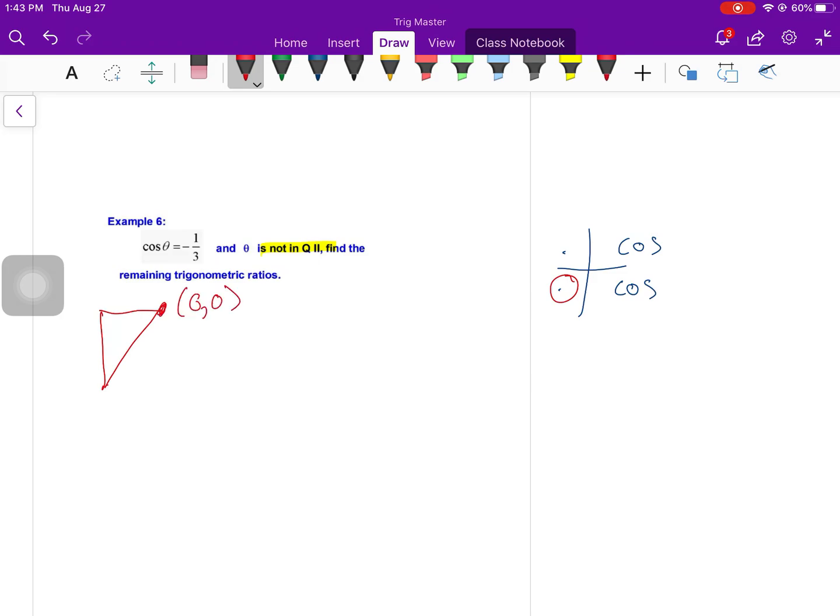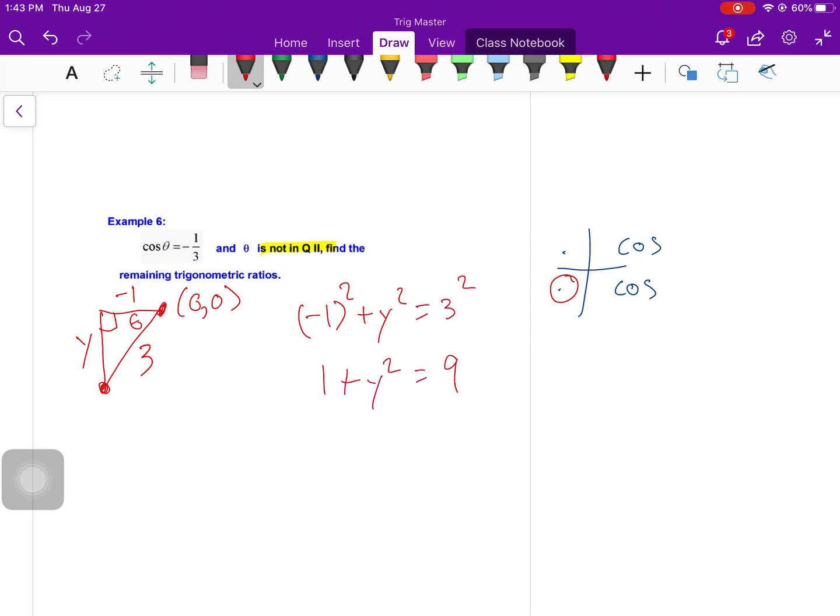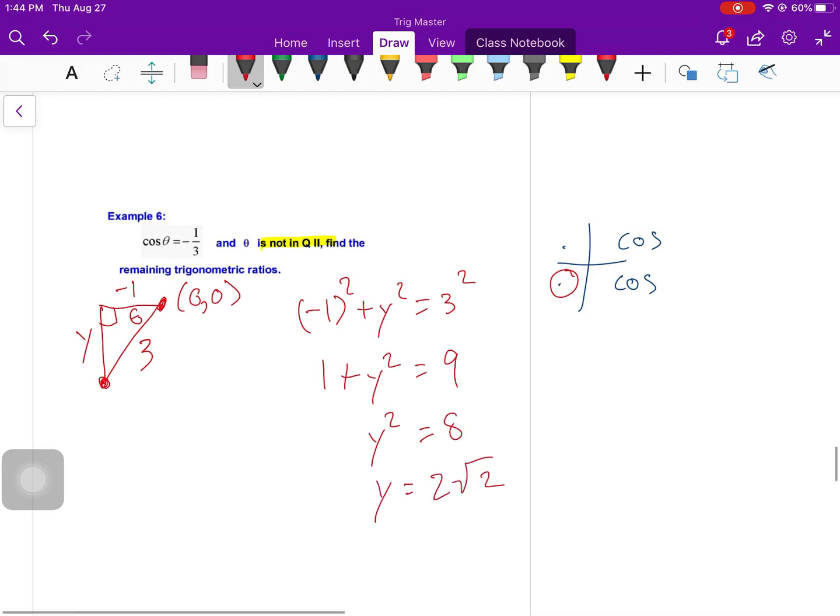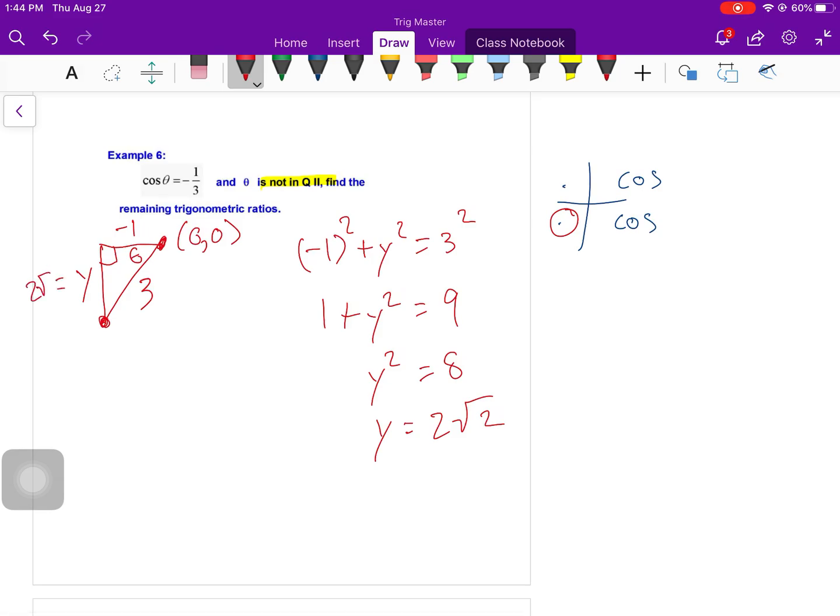Here's my origin. -1, 3. There's my theta. Cosine is adjacent over hypotenuse. So if I want to figure out what this point here is, I just use my Pythagorean theorem. So I've got -1 squared plus y squared equals 3 squared. So 1 plus y squared equals 9. Y squared equals 8, which is 2 square root of 2 when you take the square root. So if this is 2 square root of 2, I can find my ratios quickly using that reference triangle.